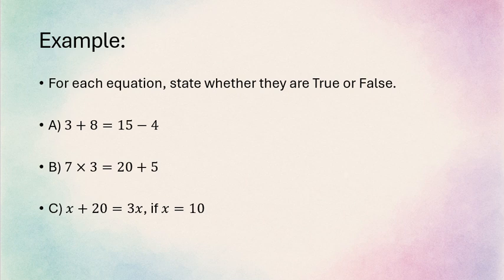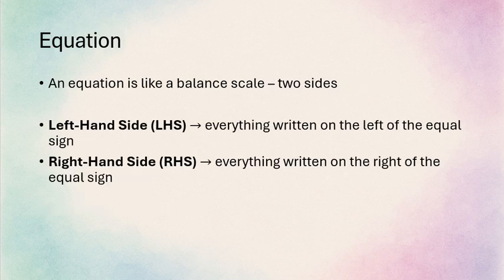Now, we're just going to state whether it's true or false. We'll just work it out. It's pretty straightforward. So we have 3 plus 8 is 11, and then we have 15 minus 4 is 11. Since they're both the same numbers, it's true. So 7 times 3 is 21. We have 20 plus 5 is 25. It's false. So 21 does not equal 25, okay? And then you sort of get the general idea, okay?